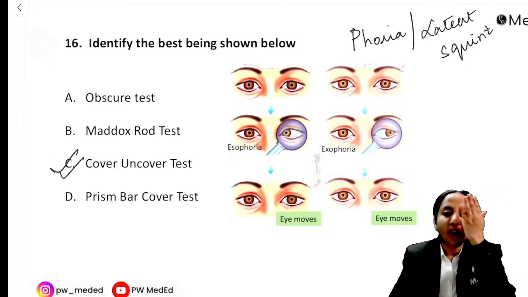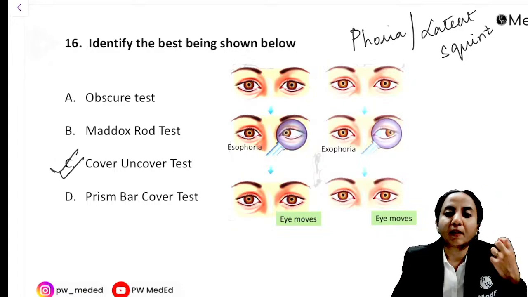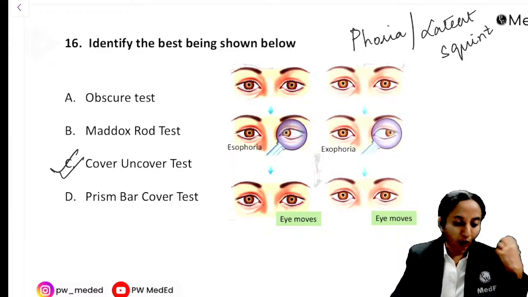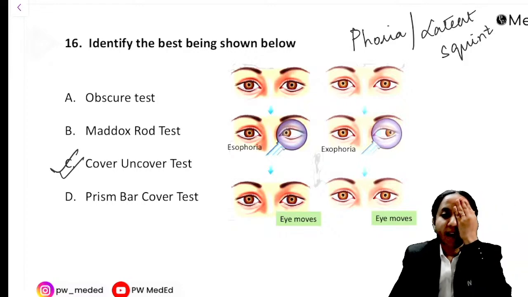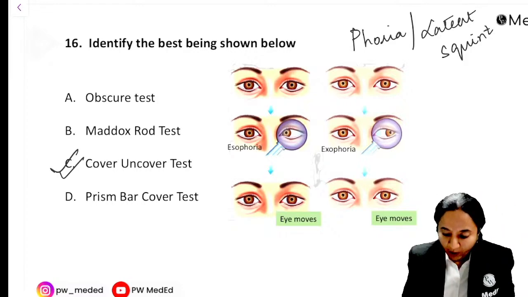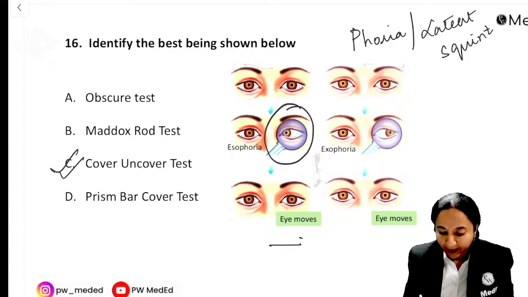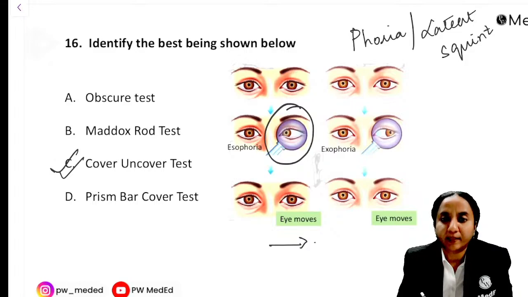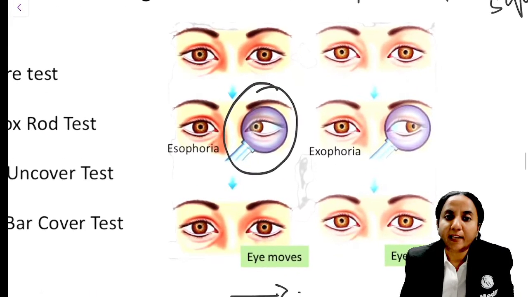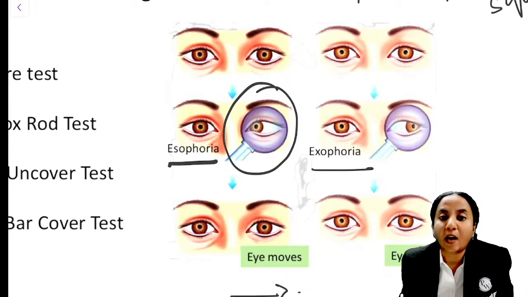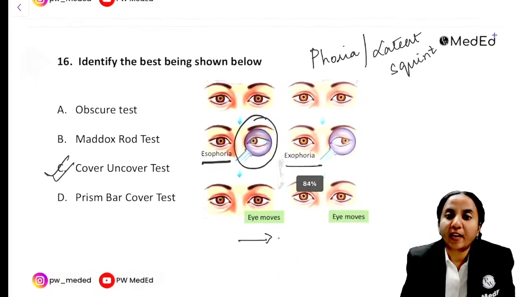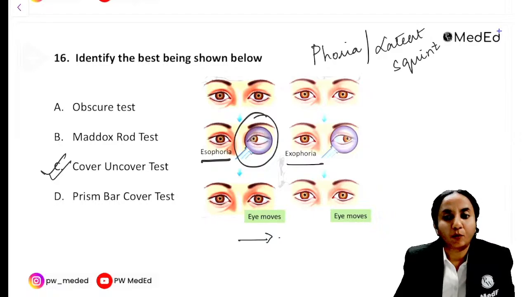So see, when you cover one of the eyes, if the patient gives me a history of a squint, but I am not able to see that squint manifest, that's called a latent squint or a phoria. When you cover the eye, under the cover you can see that this eye is deviating. But the moment you uncover, the eye moves back and takes fixation once again. In the first picture, the eye is moving inward, so we call it esophoria. In the second one, it is moving outward, so we call it exophoria. So the test for phoria, that is latent squint, is the cover uncover test.